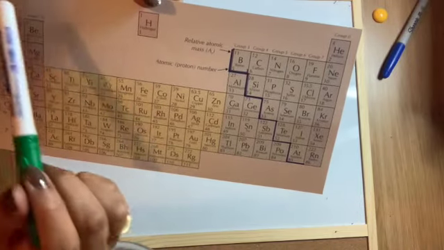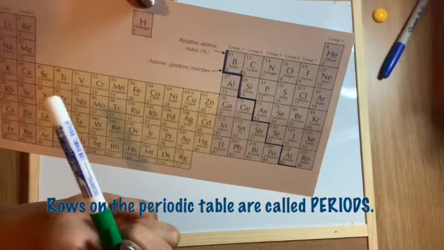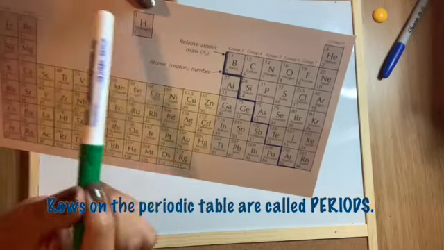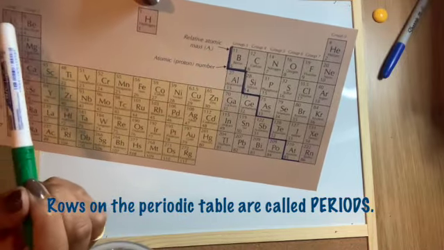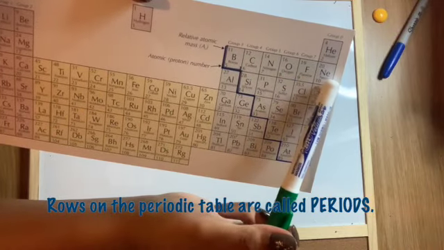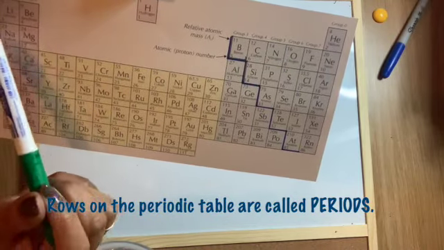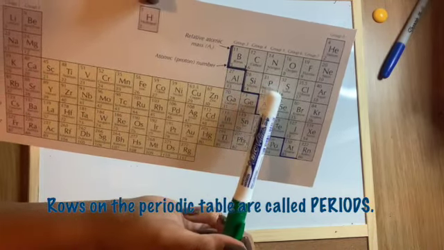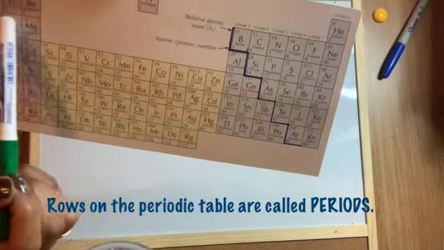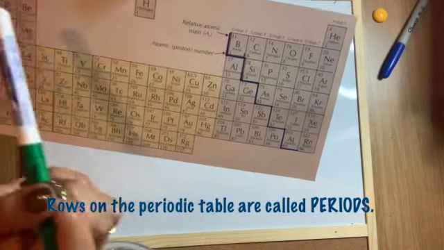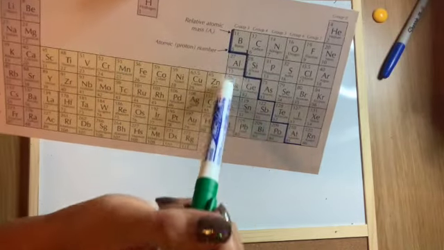Then the rows that go across on the periodic table are the periods. Hydrogen and helium are in period 1, row 1. Lithium, beryllium, boron, carbon, nitrogen, oxygen, fluorine and neon are in period 2, row 2. Sodium, magnesium, aluminium, silicon, phosphorus, sulfur, chlorine and argon are in period 3, row 3, and so on. So the periods are the rows going across and the groups are the columns going down.